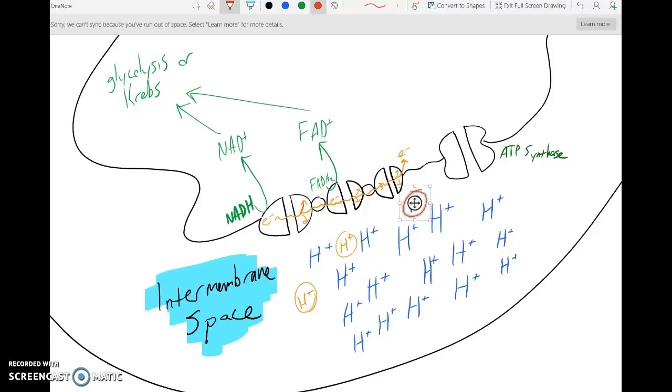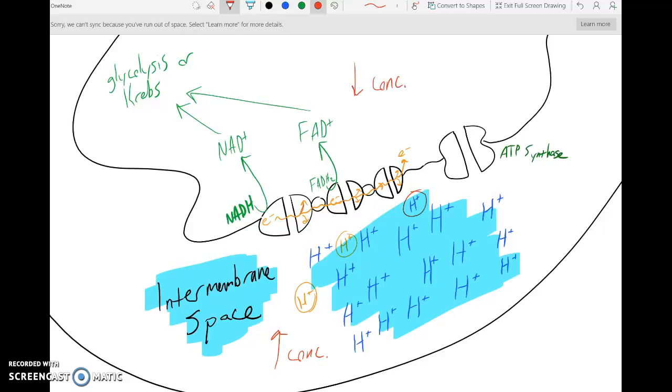Okay, now what that's doing, and you can kind of see this happening, is these hydrogens here, all these guys here, what we have now is a really high concentration here of hydrogen ions and a very low concentration of hydrogen ions in the mitochondrial matrix.